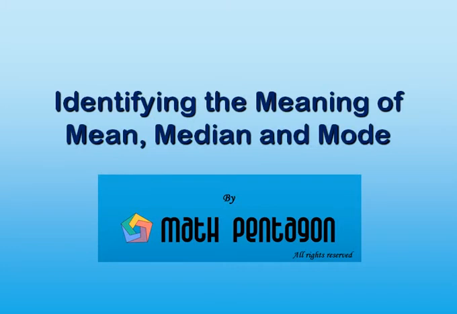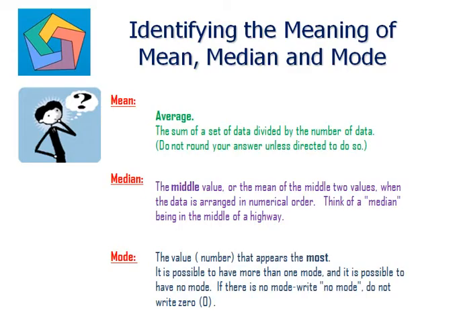Hi, today we are going to learn about identifying the meaning of mean, median, and mode. Let's first of all understand mean, median, and mode. Mean means the average, the sum of a set of data divided by the number of data. Do not round your answer unless directed to do so.